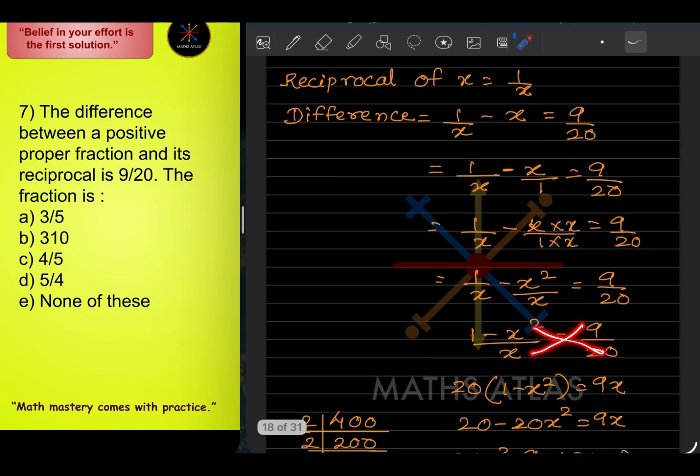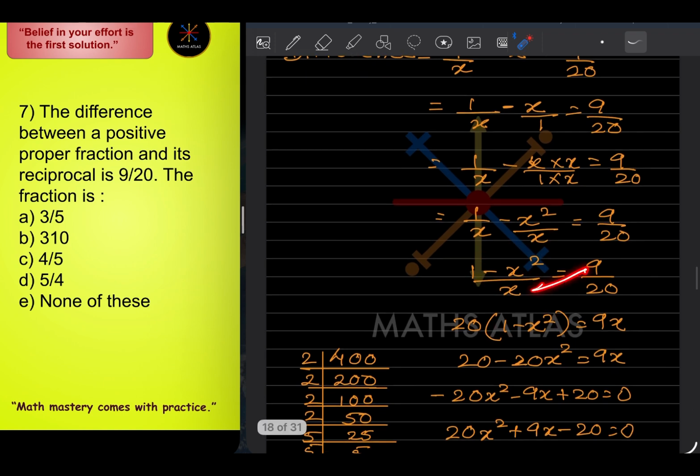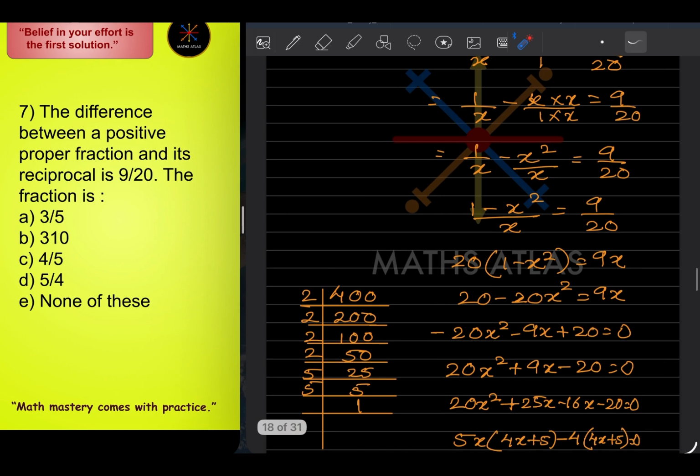Now let us cross multiply this. So 20 into (1 minus x square), because these are the two terms we have to take in the bracket, is equal to 9x. Now let us expand: 20 minus 20x square is equal to 9x. The quadratic equation is in the form ax square plus bx plus c is equal to 0. We have x square, x and the constant term, so let us bring it to the other side: minus 9x plus 20 is equal to 0.